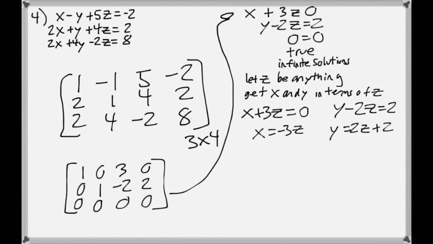So my final answer is going to be, well, my x is negative 3z, comma, my y is 2z plus 2, comma, my z can be anything, so it's just z.